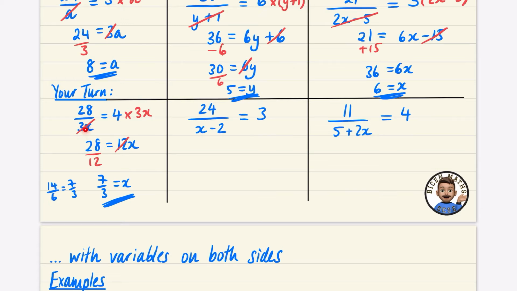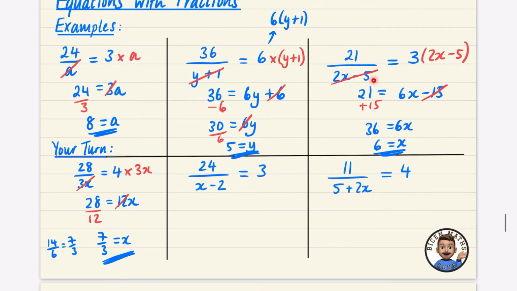Notice how that 3x went from here and it moved up. That 2x minus 5, it moved up. So this x minus 2, it's going to move up here. So I'm going to cross that through and I'm going to move it up. So that gives me 24 equals 3x minus 6. Normal equation now, I'll add the 6 and then I'll divide it by 3. So that's 30 equals 3x. I'm just going to divide by 3. I don't need to write it down. So x is equal to 10.